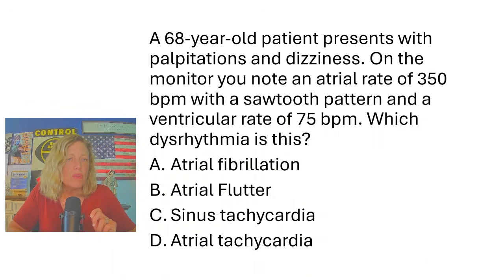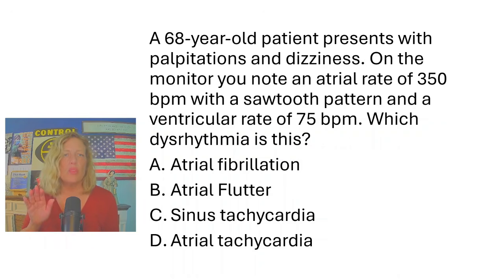A 68-year-old patient presents with palpitations and dizziness. Okay, that means they're symptomatic. Whatever it is, they come in with symptoms. On the monitor, you note an atrial rate of 350 beats per minute. Yikes. With a sawtooth pattern and a ventricular rate of 75 beats per minute. Which dysrhythmia is this? Atrial fibrillation, atrial flutter, sinus tachycardia, atrial tachycardia.